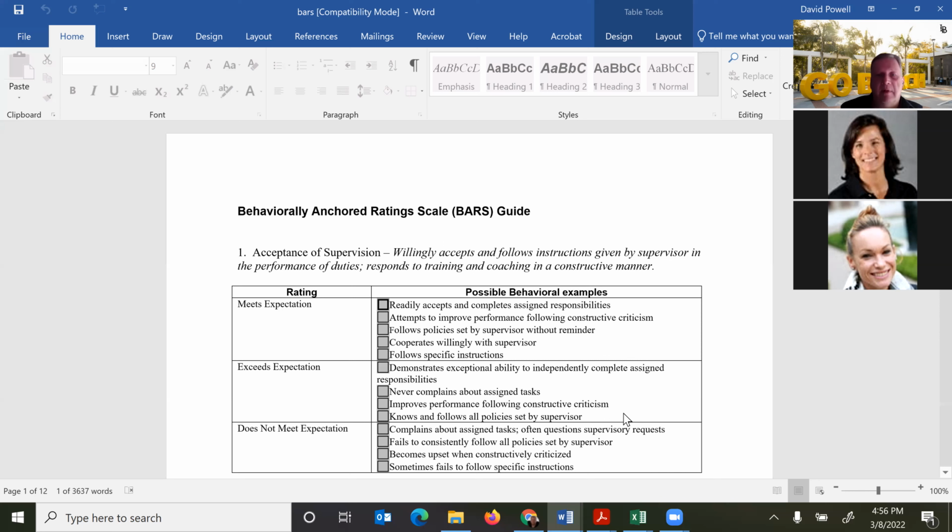Let's see, where are we at? 5 o'clock. Are there any basic questions about human resource management, these 4 different functions of human resource management?